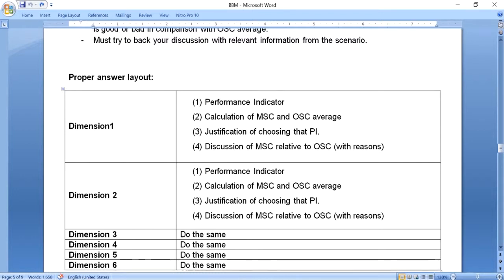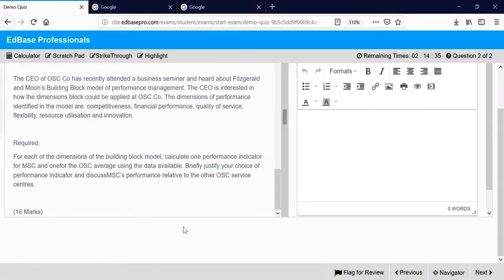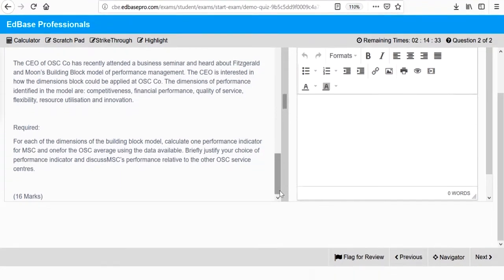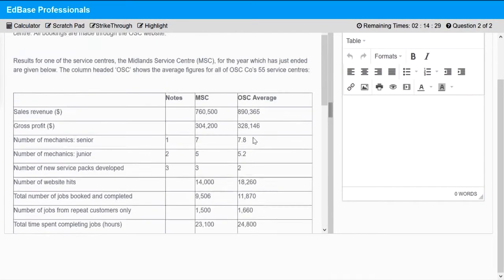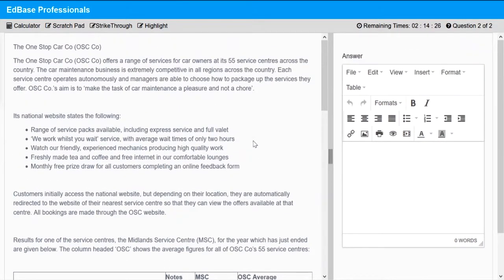I think every one of you has got the requirement, so let's move on to the question itself. When you are reading the questions, make sure you read very actively, because each part of the scenario will help you to construct your answers.